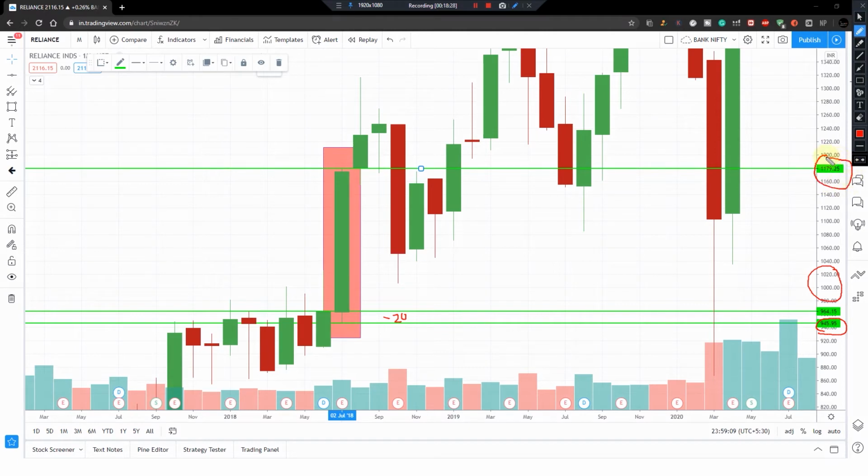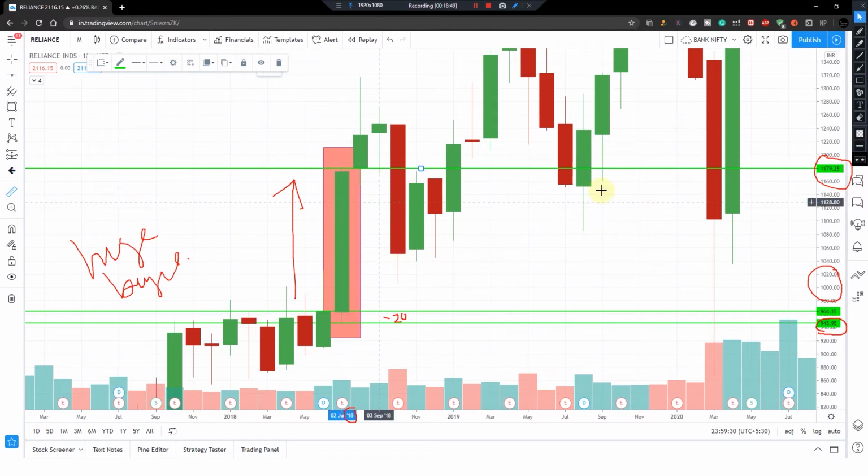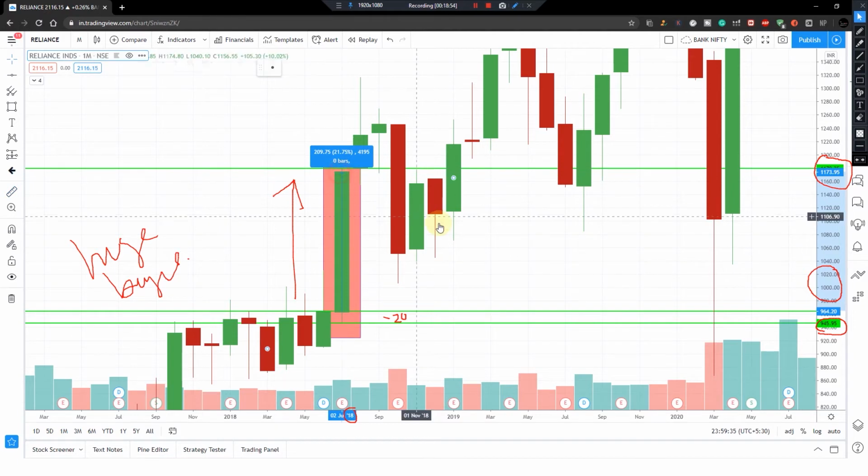1179 rupees. So the buyers were so strong. There were so many buyers. Huge buyers came in the month of July 2018, so that the price of the stock went from 964 to 1194. So that was almost a 200 rupees move per share. So that was a bullish candle, a buyer's candle, or a green candle.